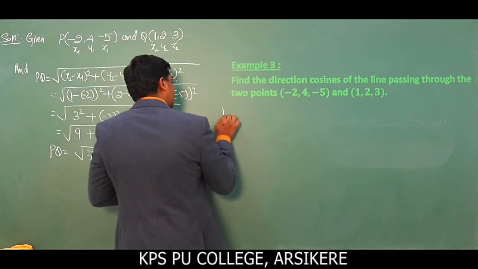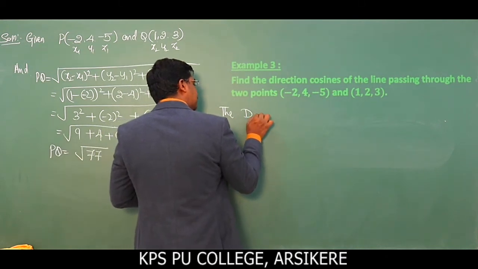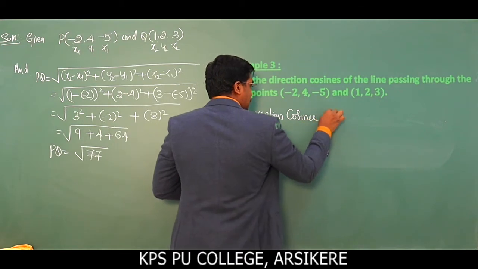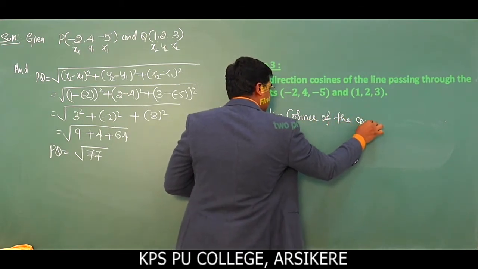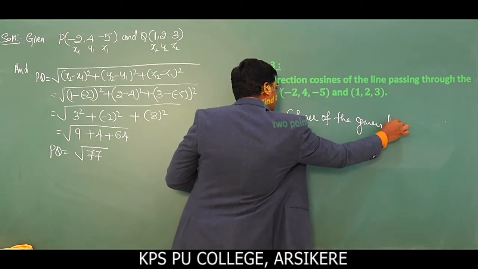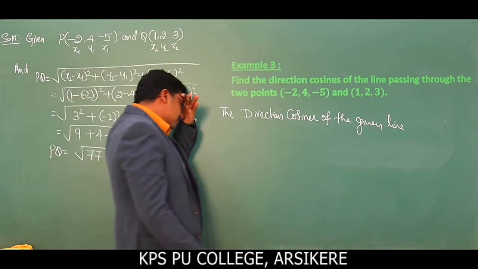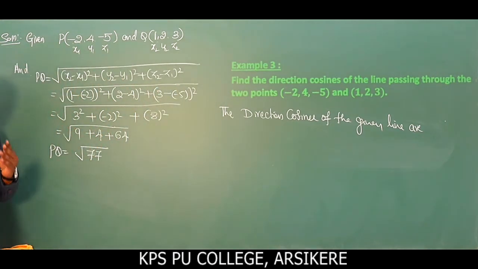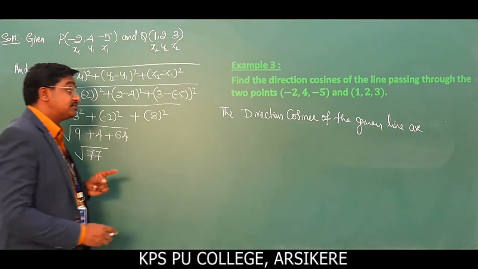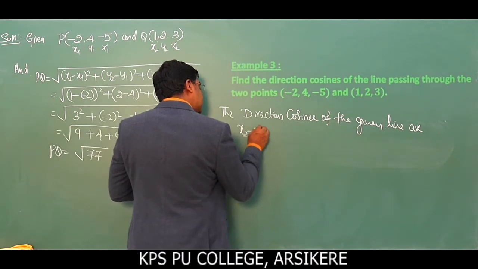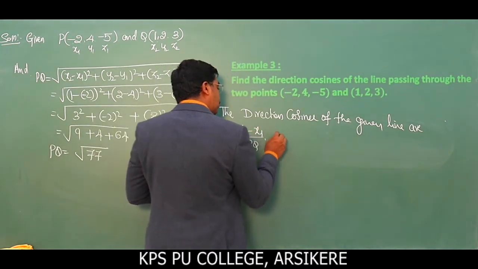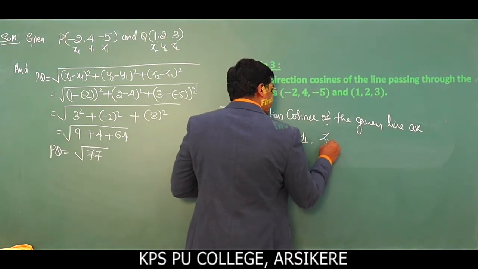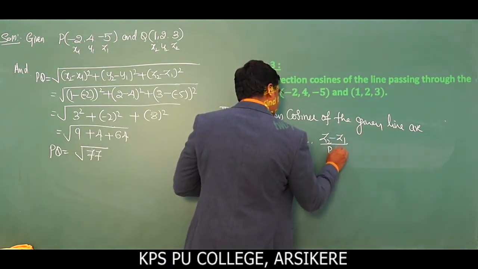Then we need to find the direction cosines, right? Therefore the direction cosines of the given line are, as we discussed, x2 minus x1 divided by PQ, y2 minus y1 divided by PQ, z2 minus z1 divided by PQ.